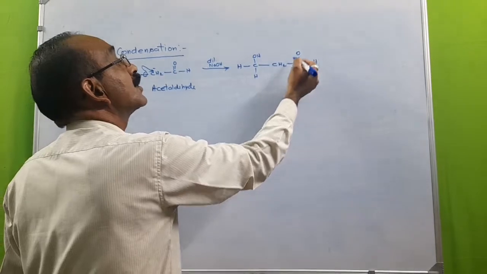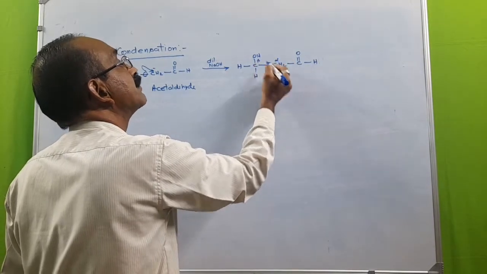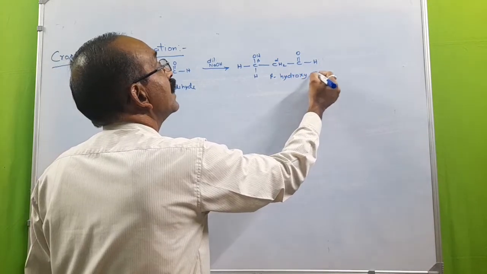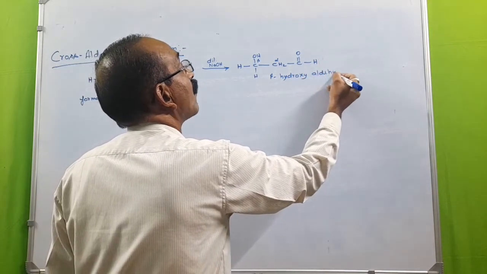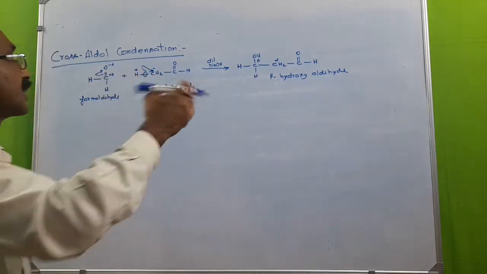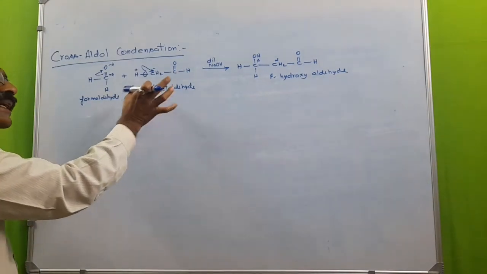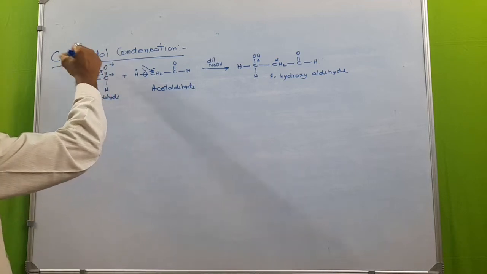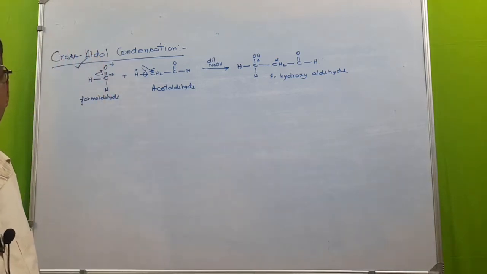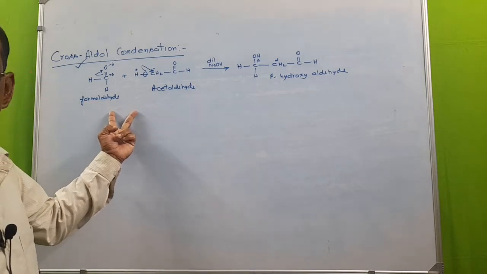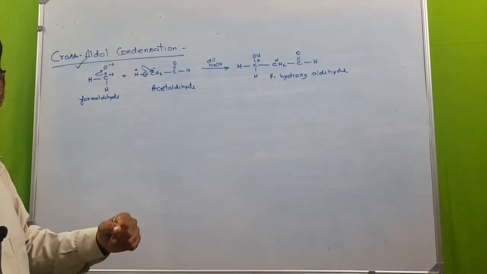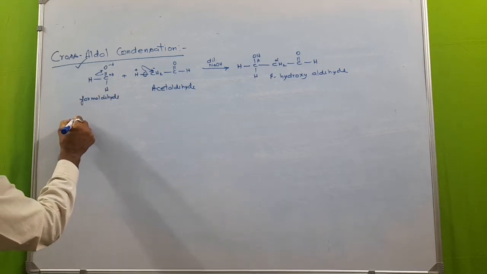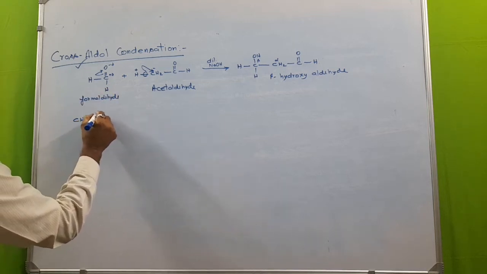See, this is the functional group. The adjacent one is alpha, the next one is beta. A beta hydroxy aldehyde is formed. As the two molecules which condense together are different, that's why it is an example of cross aldol. Here, both molecules taken are aldehydes. It is also possible that the two molecules which are going to condense together may be ketones.